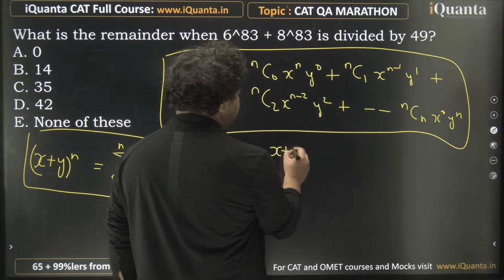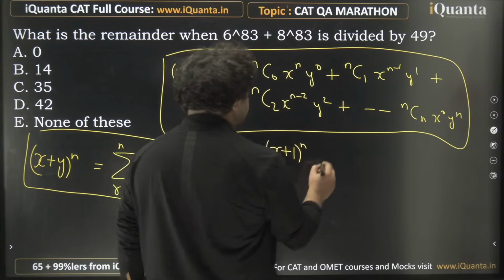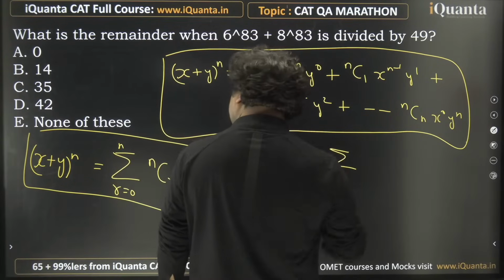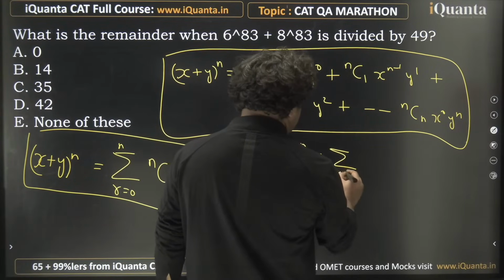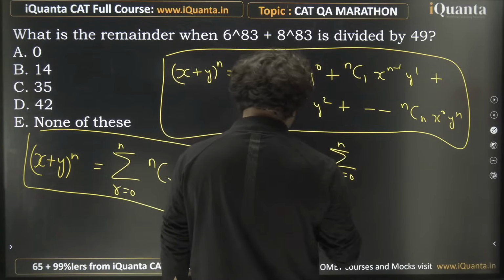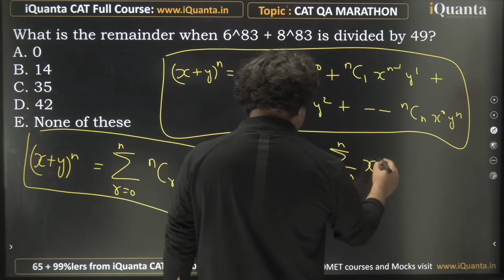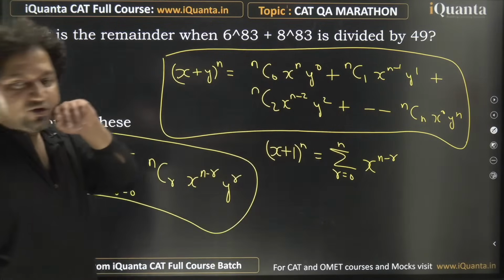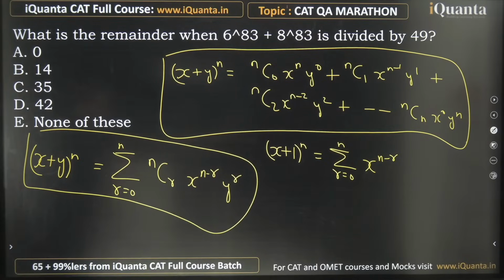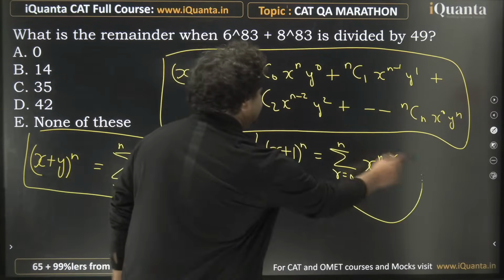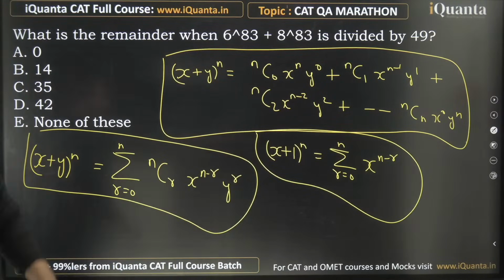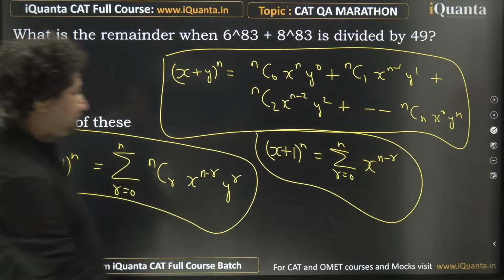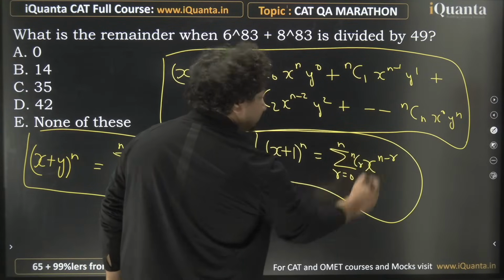x plus 1 to the power n will be equal to summation r is equal to 0 to n of nCr x to the power n minus r. y तो रहेगा ही नहीं, because y is 1. 1 के पावर कुछ भी लगाओ 1 ही आएगा. Cool enough. If I put y as 1, बहुत सिंपल हो गया. x plus 1 का एक्सपेंशन मिल चुका है हमें. राइट?